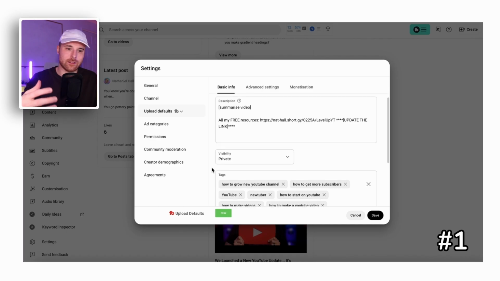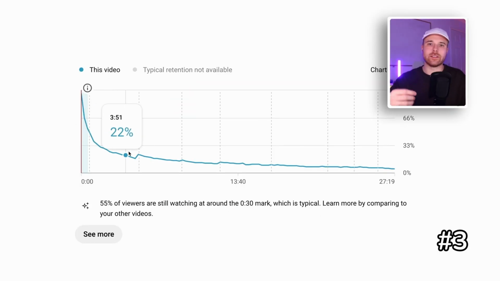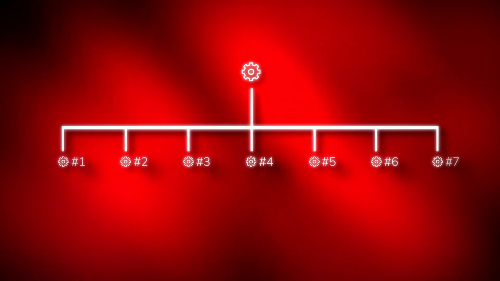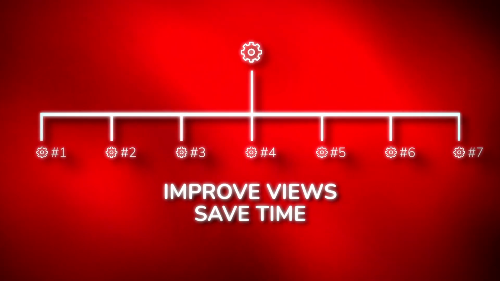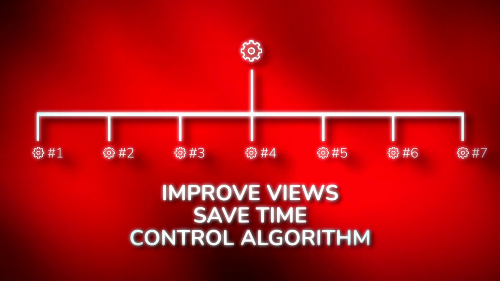Most creators are sabotaging the growth of their videos without even realizing it. You see, YouTube has many hidden settings that can make or break your channel, and if you don't fix them, then you're fighting an uphill battle. So in the next 10 minutes, I'll show you 7 settings that will instantly boost your views, save you hours of work, and get YouTube to push your videos to the right audience. So let's start with the first one.